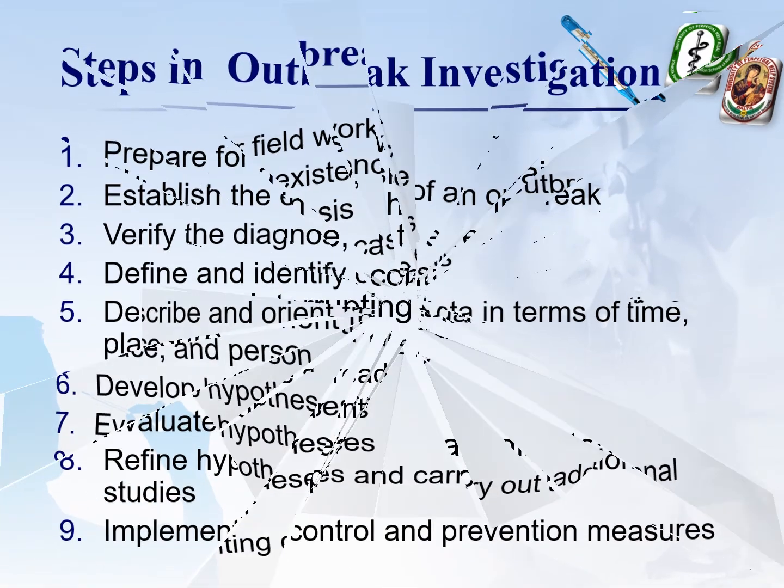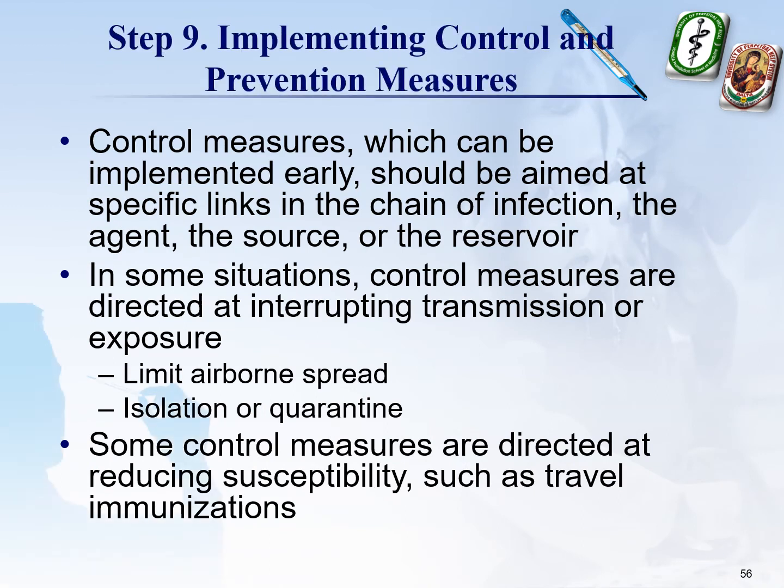Then we implement. Even though implementing control and prevention measures is listed as step 9, in a real investigation, this should be done as soon as possible. Control measures which can be implemented early if the source of an outbreak is known should be aimed at specific links in the chain of infection: the agent, the source, or the reservoir. For example, an outbreak might be controlled by destroying contaminated food, sterilizing contaminated water, destroying breeding sites, or requiring an infectious food handler to stay away from work until he or she is well.